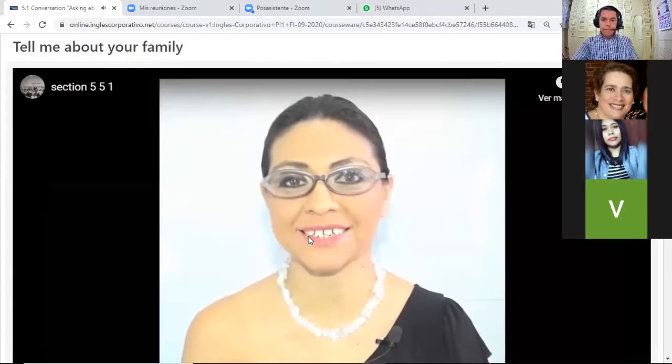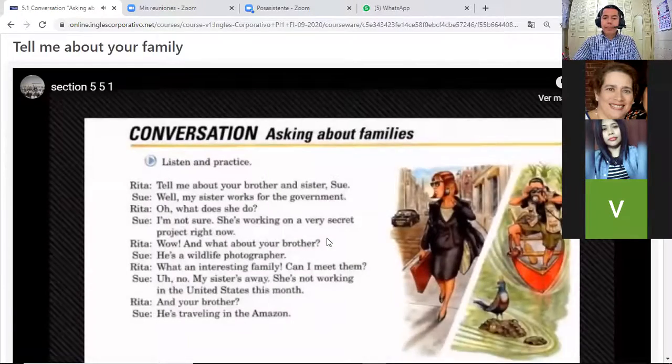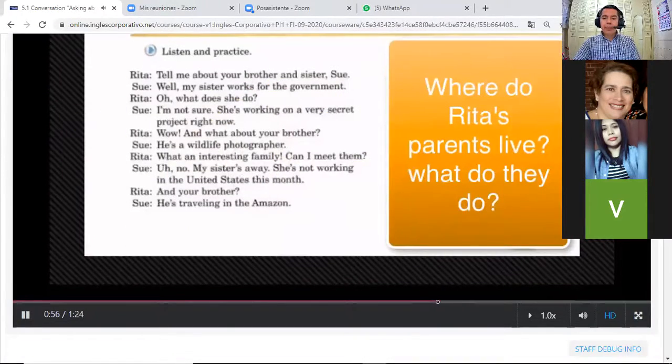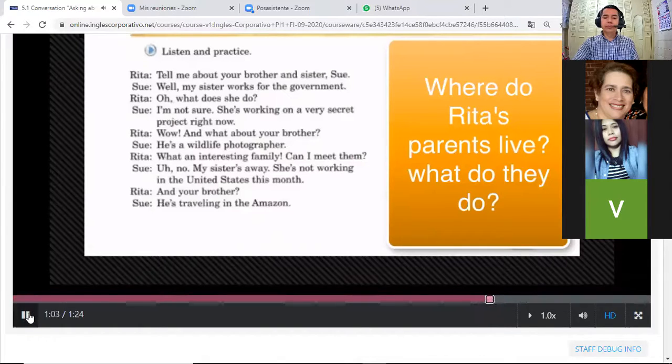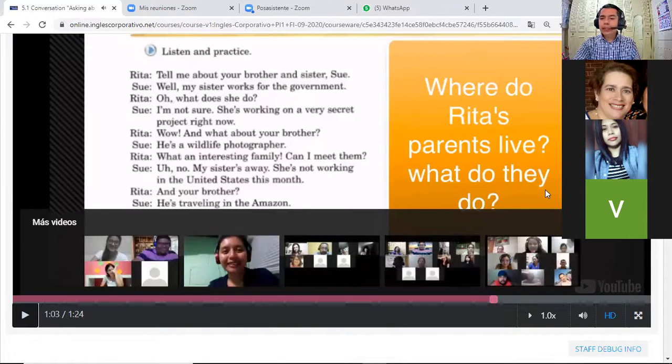Page 31, Exercise 3. Part B. Listen to the rest of the conversation. Where do Rita's parents live? Okay, now the question is, where do Rita's parents live? Okay, and what do they do? ¿Qué hacen los papás de Rita? ¿Y en dónde viven, right?